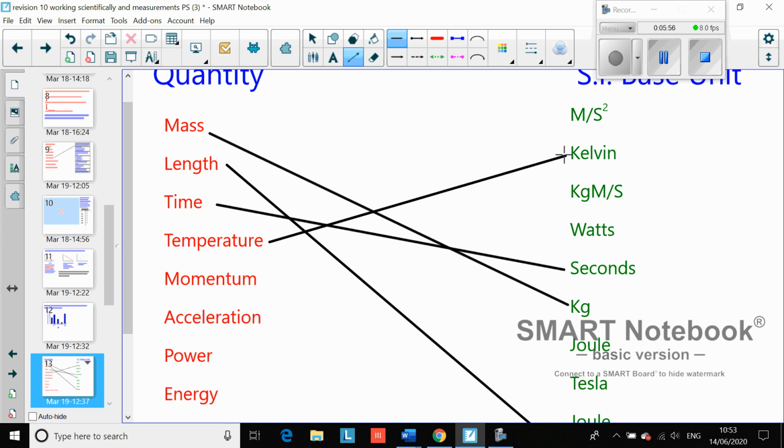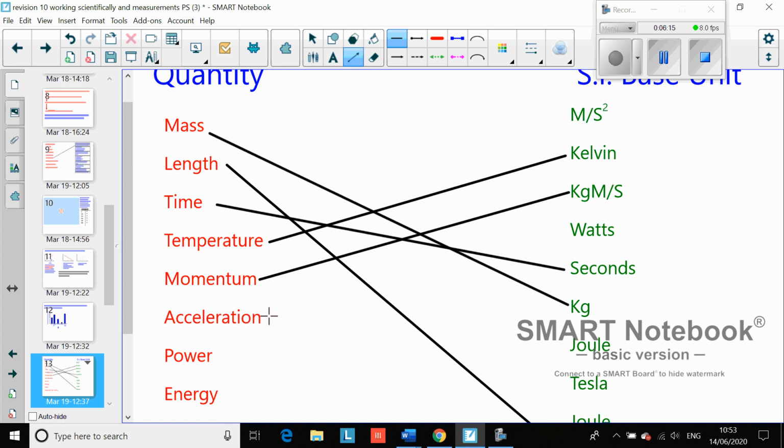Okay, so in physics, another one you will come across is momentum. Momentum is mass times velocity. So mass is measured in kilograms, velocity is measured in meters per second. So momentum is a combination of the two, kilograms meters per second.